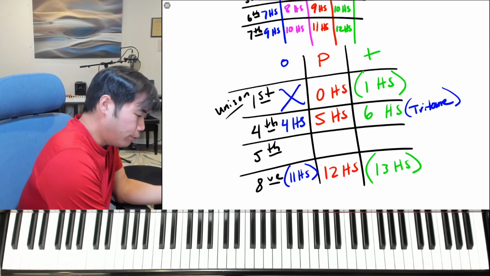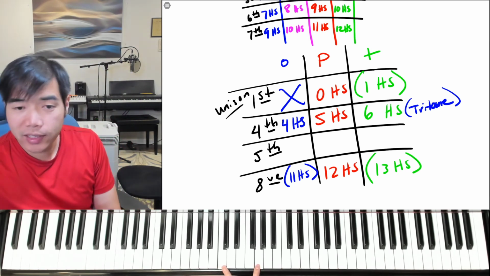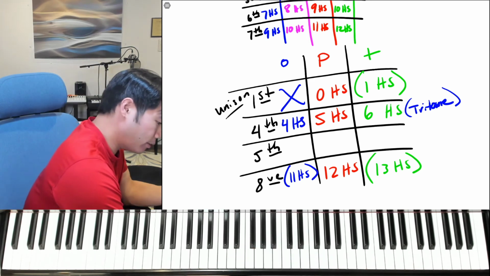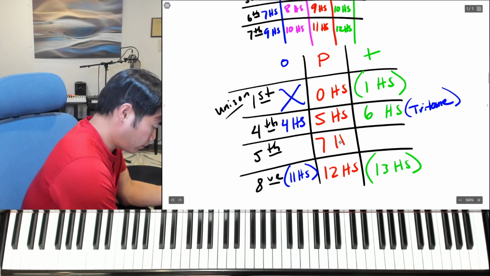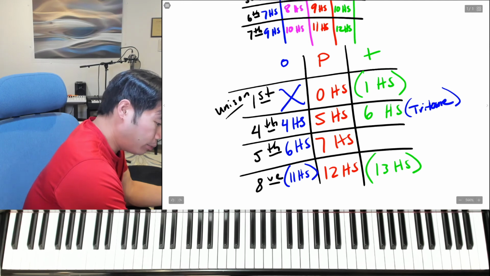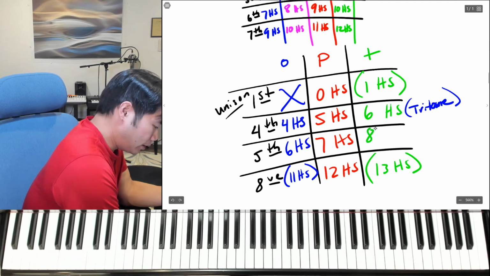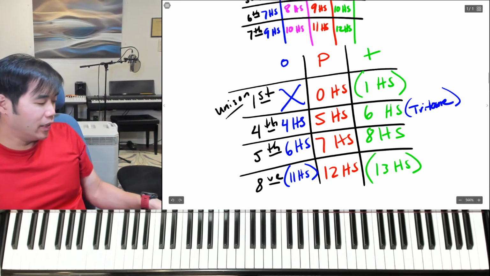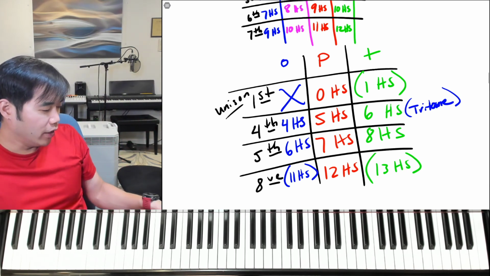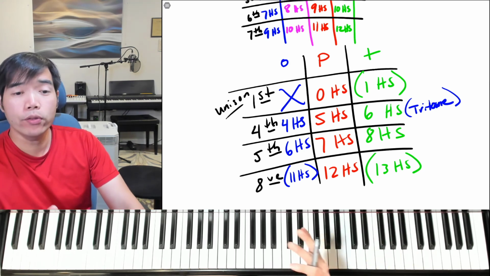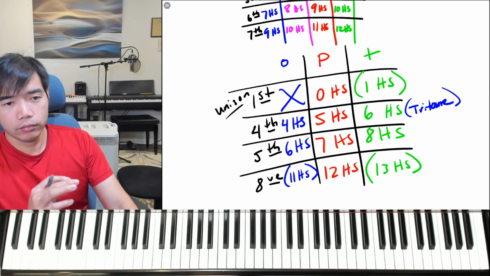All right, then we look at the fifth. C to G is a perfect fifth. 1, 2, 3, 4, 5, 6, 7 half steps here. If we decrease this by a half step, you'll end up with 6 half steps. If you increase it by a half step, you'll end up with 8 half steps. Okay? 6 half steps, by the way, is the same as the augmented fourth. Diminished fifth and the augmented fourth are enharmonic. They are both a tritone.